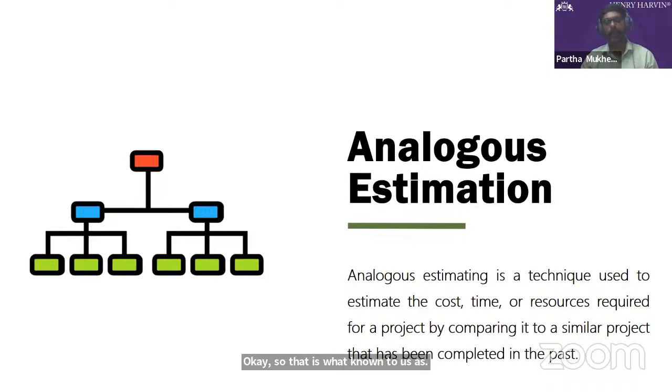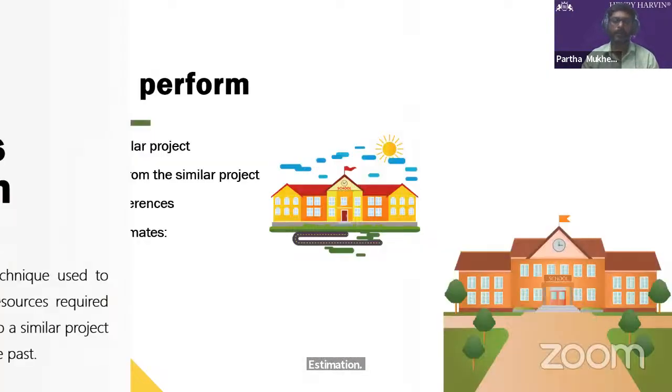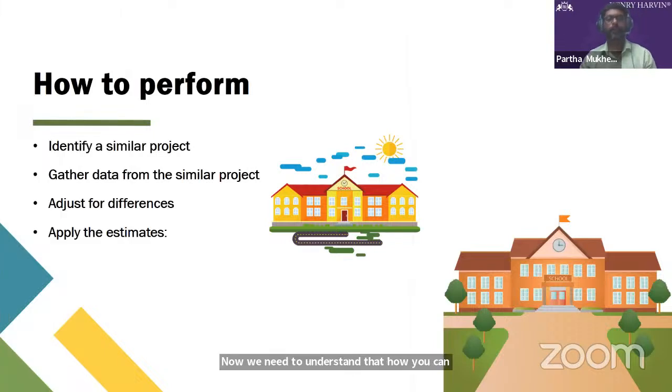Now we need to understand how you can perform this analogous estimation. First of all, in order to perform this process, we need to identify a similar project. Let me give an example. Suppose you are focusing on constructing a school building. You have only certain information with you, that the school building is composed of 10,000 square feet and the area is this. This amount of information you have received. Based on that, you need to start preparing an estimate.